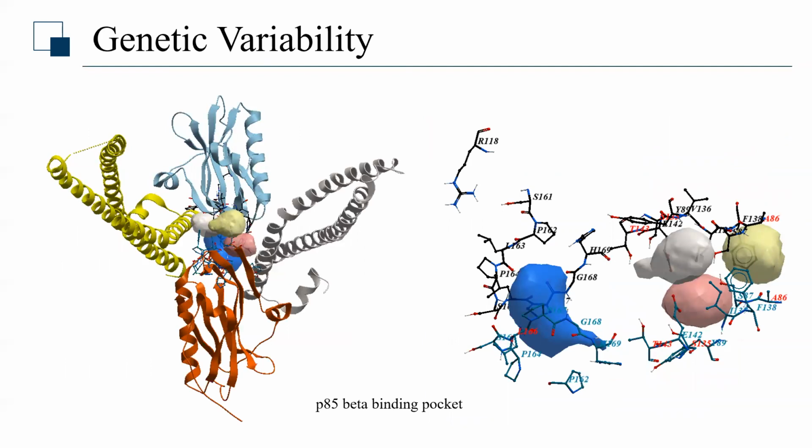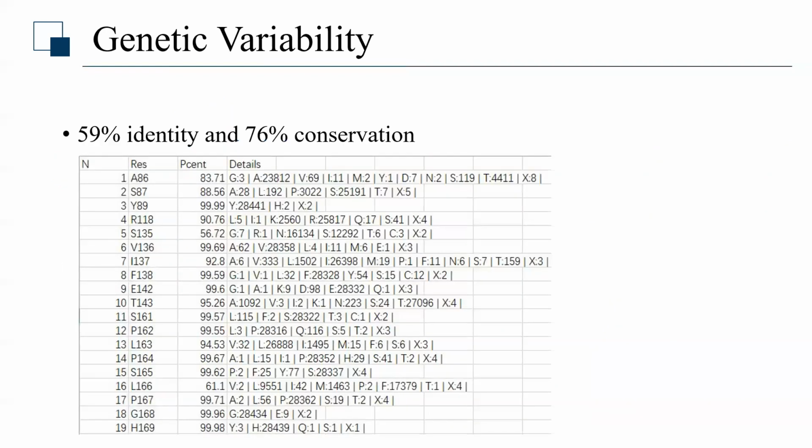So the binding pocket of human P85 beta subunit is lined with residues that are shown on the right. And again, residues coming from two different subunits are colored differently. And those non-conserved mutation positions are colored in red. A multiple sequence alignment indicates a 59% sequence identity and 76% sequence conservation among the 34 residues lining the human P85 beta subunit binding pocket.